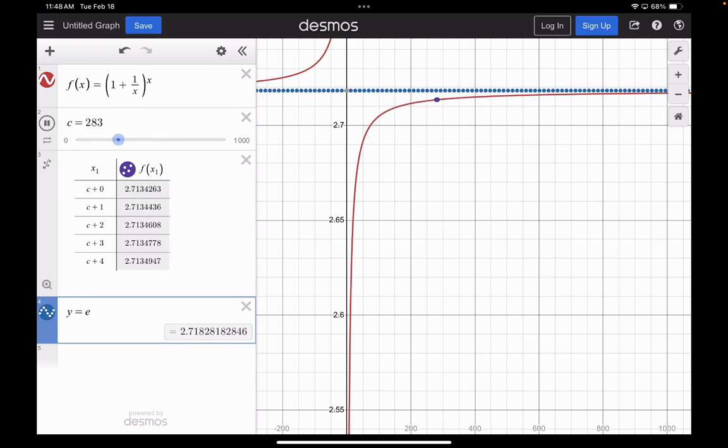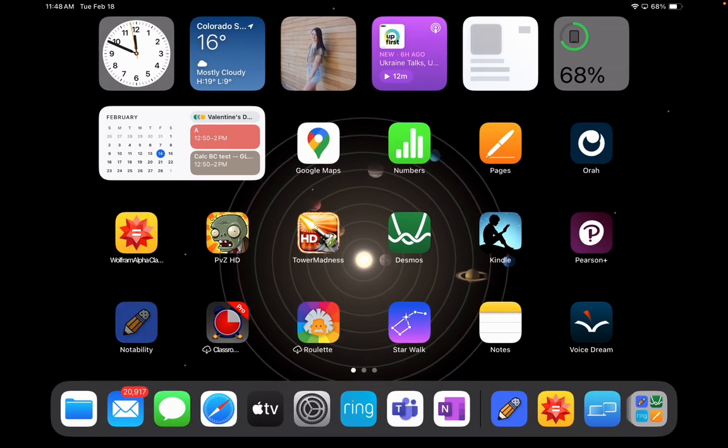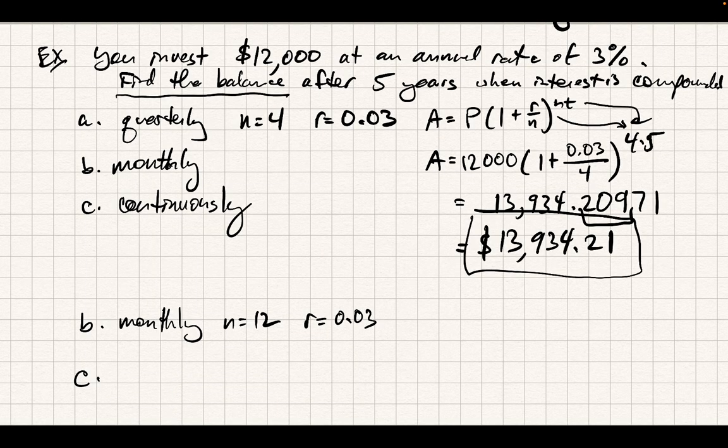Alright. Mr. Shadle, do you want that in our notes right there? The example of e? No, you don't have to do that. Max, you have a question?